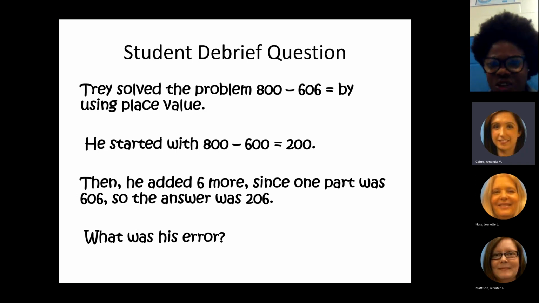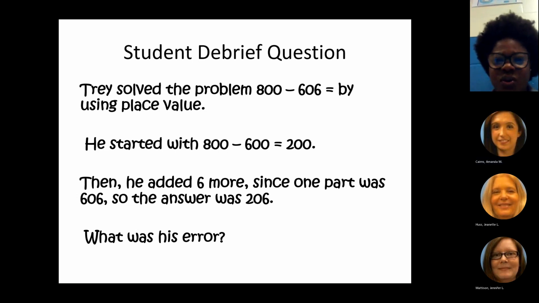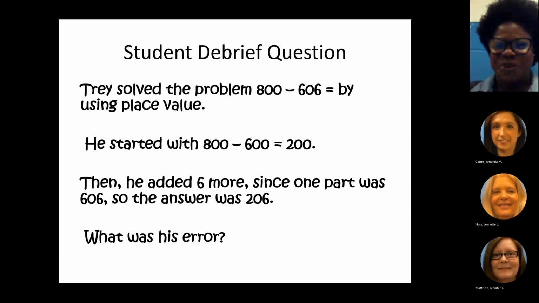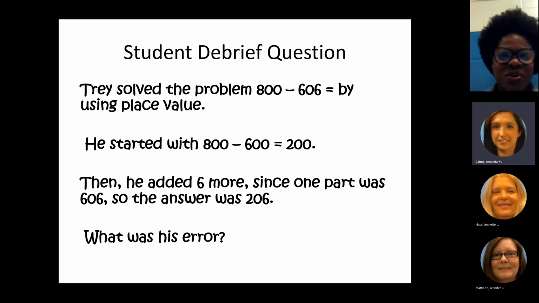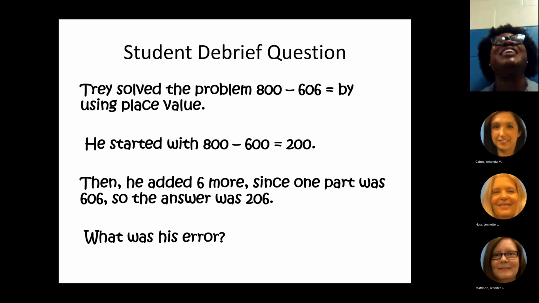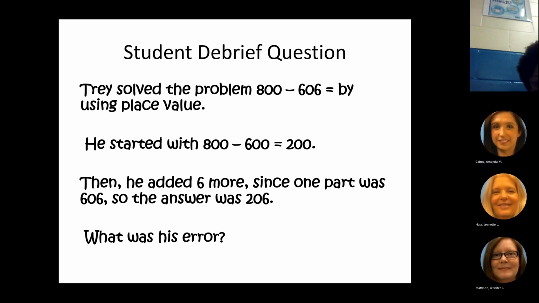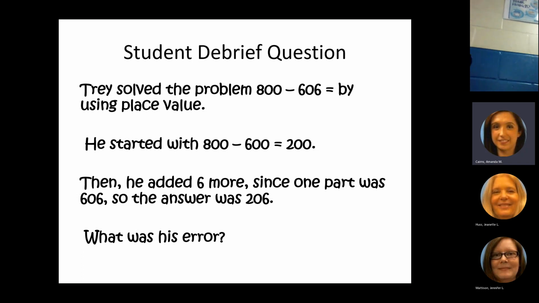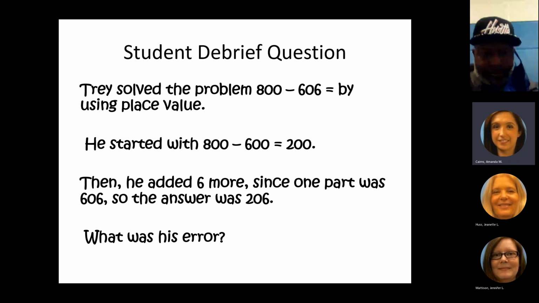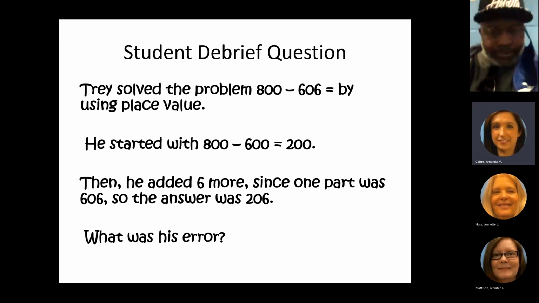Mr. Harrison, I realize that you are unable to get on, so you can come and use this computer. Okay, so who would like to start the conversation? He solved 800 take away 600 equals 200, and then he added 6 more since one part was 606, which was 206. So what went wrong? Okay, who would like to go first?